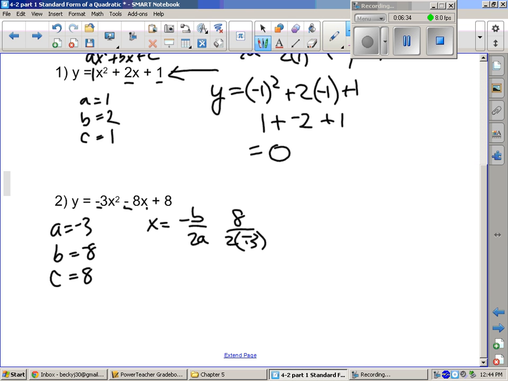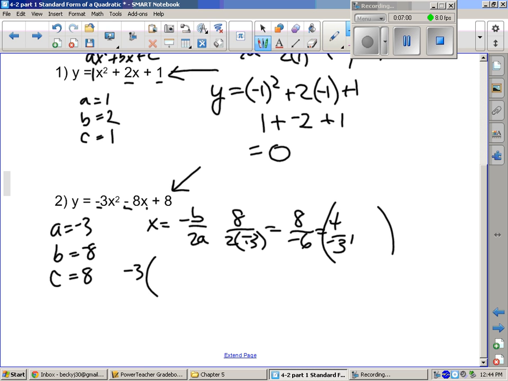Uh-oh, we're going to get fractions. Fractions are on the horizon here. We got 8 and a negative 6. I'm going to reduce that to 4 over negative 3. Now that's the x-coordinate. Let's put that back in. Now we have to be extra careful here when we put those in. So negative 3, and then the... Where are you putting it again? I'm putting it right back in the only equation that I have.